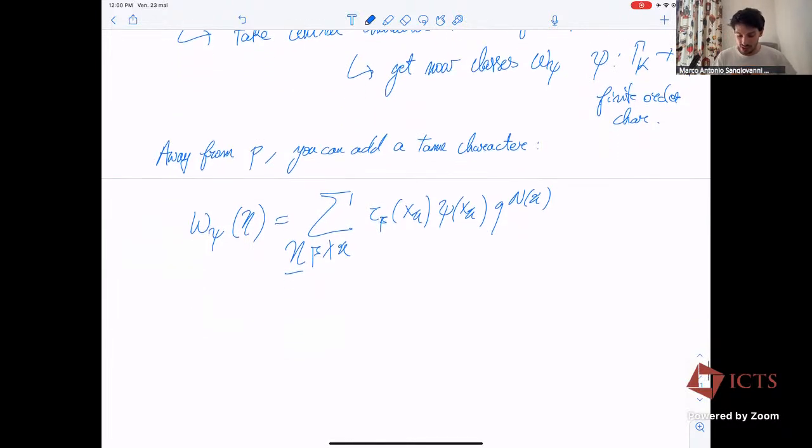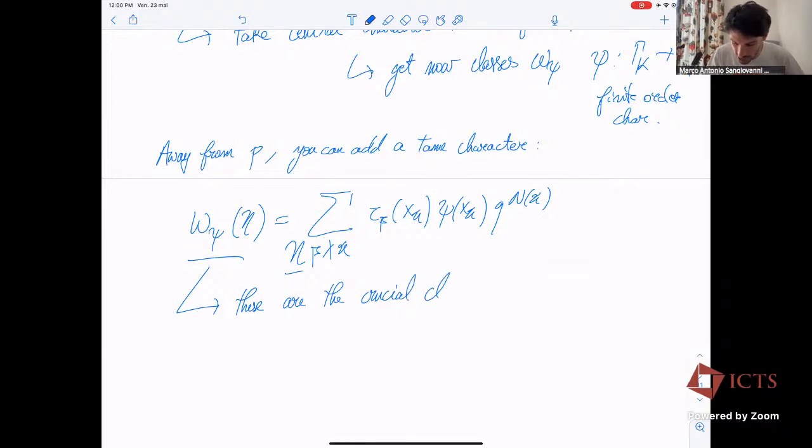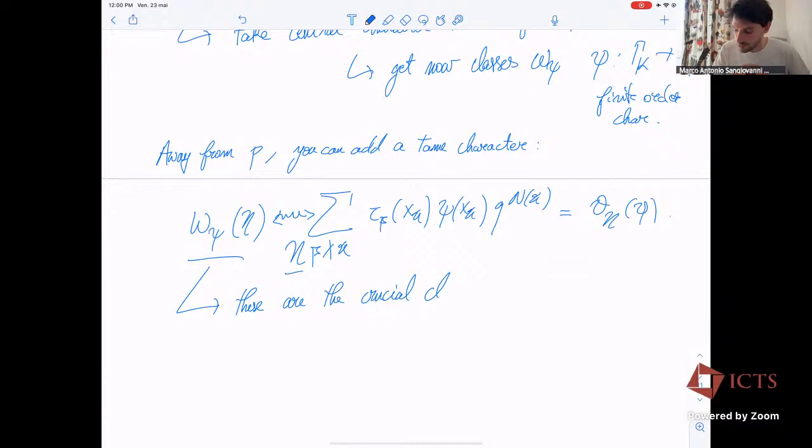And so these are the classes, so sorry, not equal. So they come from this theta series, theta n of psi. So they come from this theta series by this procedure of this Soulé twisting map. And so these are the crucial classes to build the Euler system.